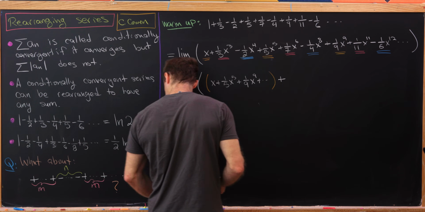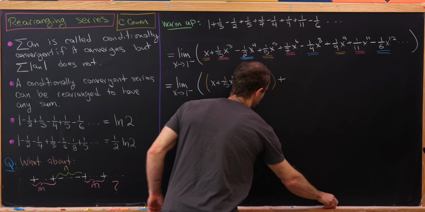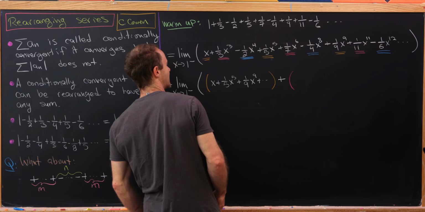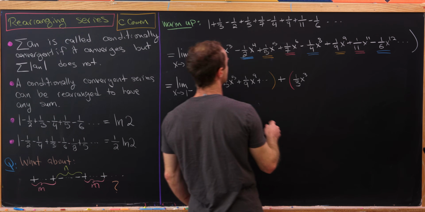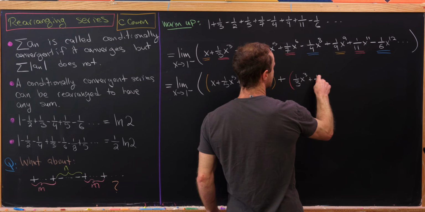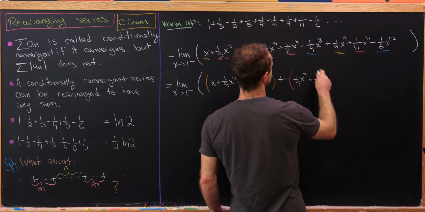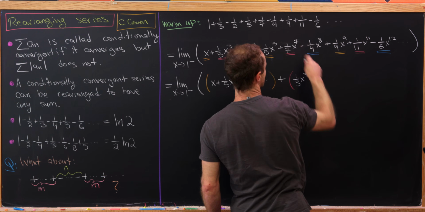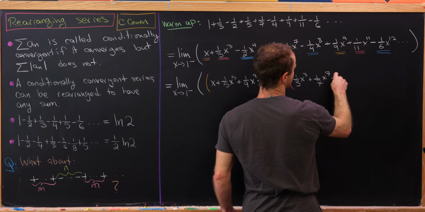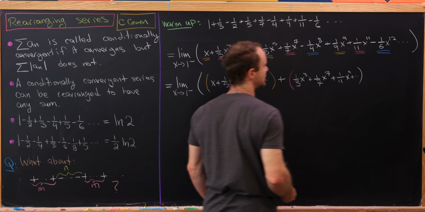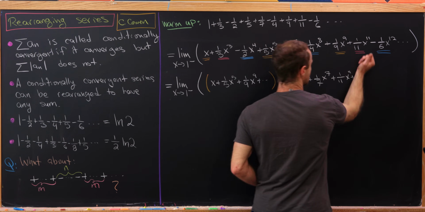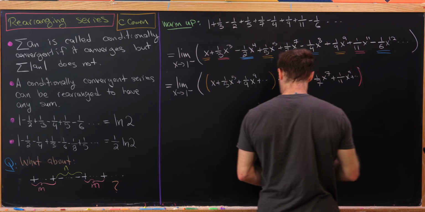And then next, grouped in these red parentheses, are all of the second positive terms. So that'll be 1/3 x cubed, and then let's see, 1/7 x to the 7th, oops. And then finally 1/11 x to the 11th. And then that's going to continue on and on and on. And that should be red parentheses.